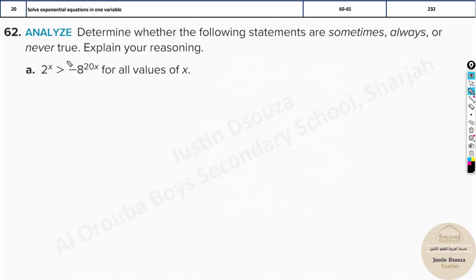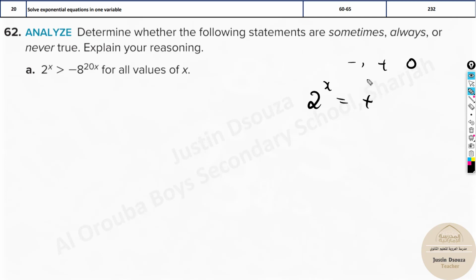How would you solve this, for all values of x? Now, whenever you have an exponent, x can be any value. It can be negative, positive, 0 or anything. What happens? You will get a positive answer only.